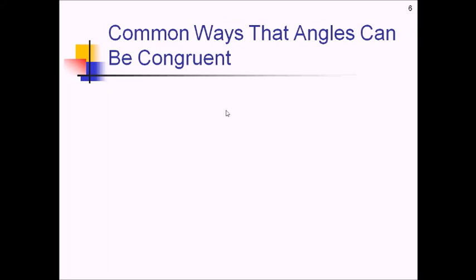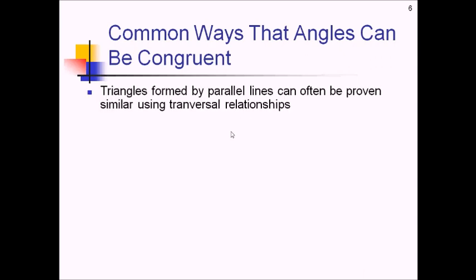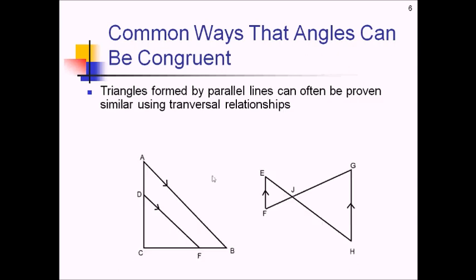So one way to use AA that we just saw was by showing that angles are the same measure, the same number. Another way is with using some transversal relationships if you have triangles that are formed by parallel lines. So for example, check out these two triangles formed by parallel lines. We can show, for example, that angles A and D here are the same angle because with two parallel lines, these are corresponding angles. And we know that corresponding angles are congruent if you have parallel lines with a transversal.